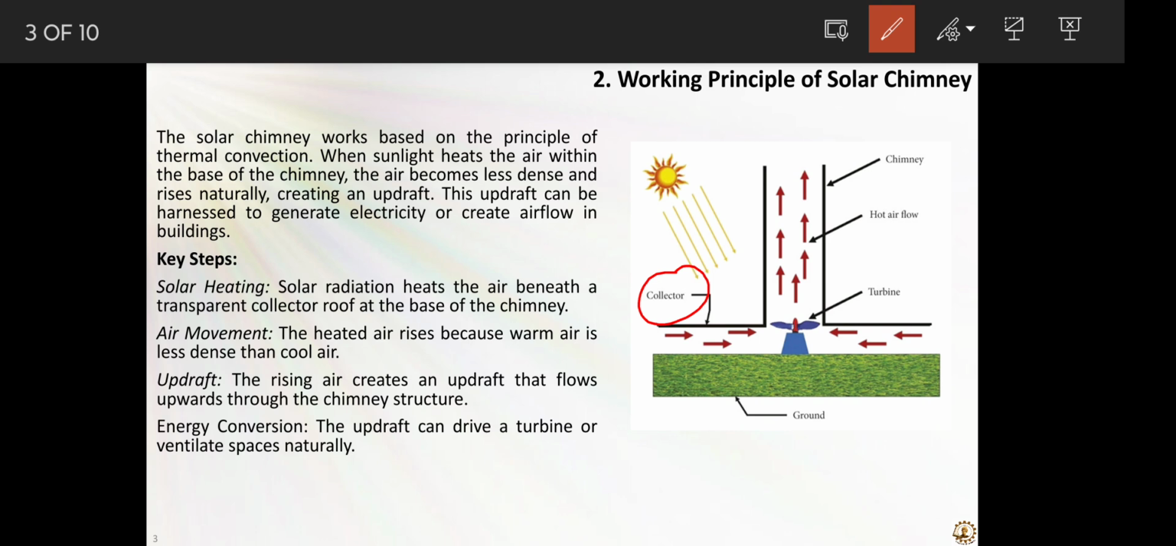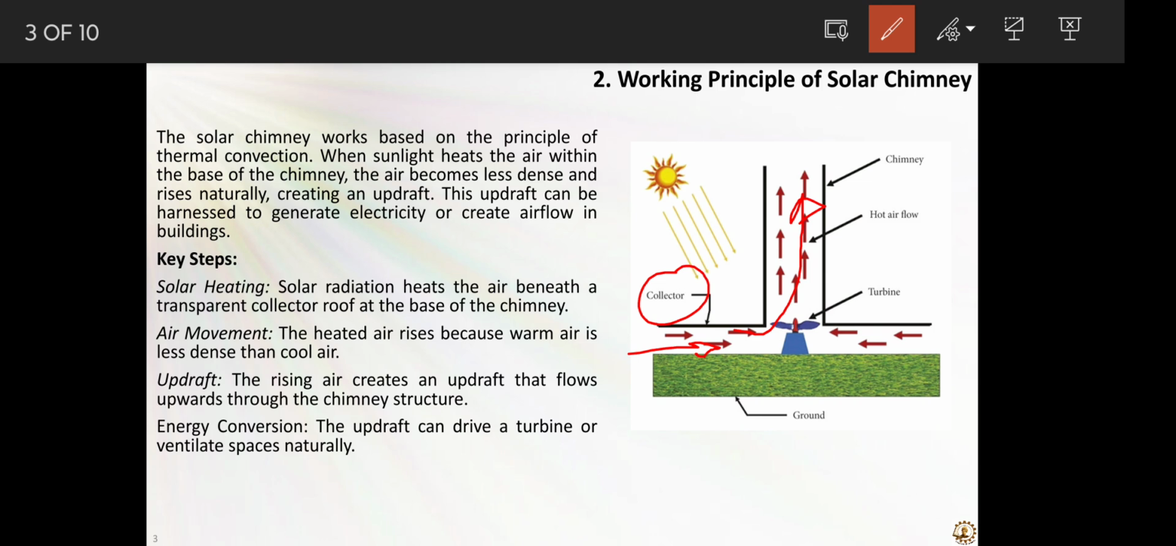This black line shows the collector surface, and it is basically transparent, so that the air in that zone will be heated. If the air becomes heated, it will become lighter, so it will go upward as there is no outlet present, and it will create an air movement. The third step is the updraft. The rising air creates an updraft that flows upwards through the chimney structure.